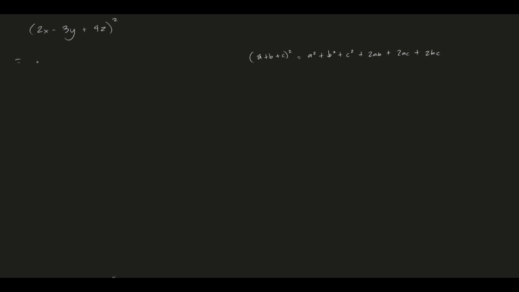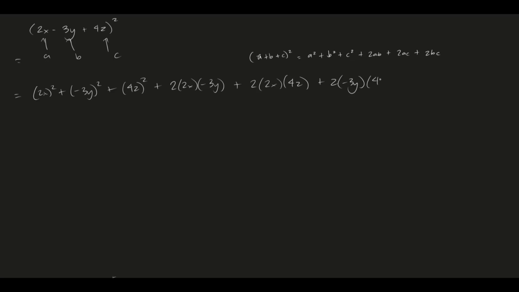Another example we have here in which we will use the same formula. So we need first to identify their A, B, and C. This will be your A, this will be your B, and this will be your C. So following the formula, we have A squared, so 2x squared, plus B squared, so -3y squared, plus C squared, in which we have 4z quantity squared, plus 2ab, so 2 times 2x times our b is -3y, plus 2ac, so our a is 2x, and our c here is 4z, plus 2 times bc, so our b here is -3y, and our c here is 4z.